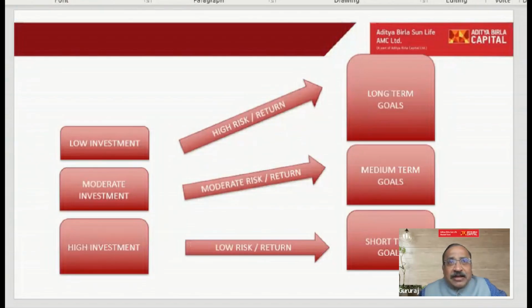When it comes to selection of investments, you should be clear where to take risk. If you have a long-term goal, take risk. The advantage of taking risk is you can achieve that goal with a smaller amount, right? But when you can't take risk, then you have to invest high. That is what we said: high investment, low risk, but for short-term goals. Low investment, yes, with high risk, but it is only for long-term goals.